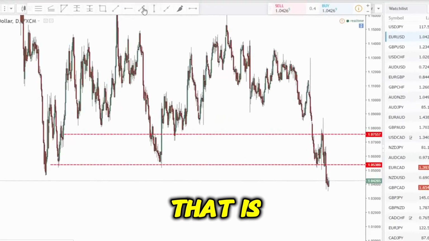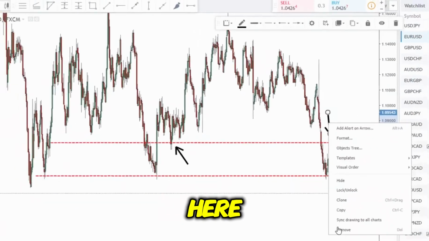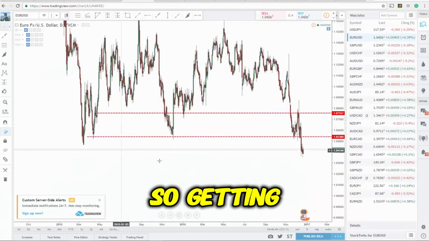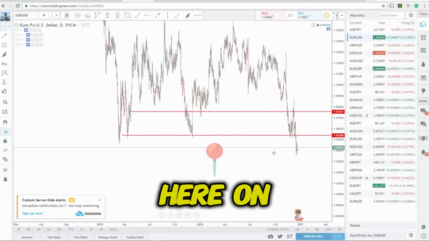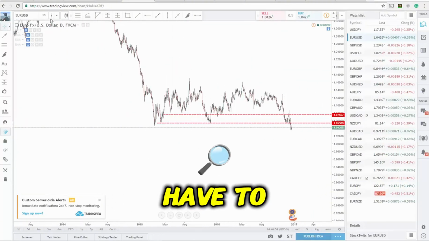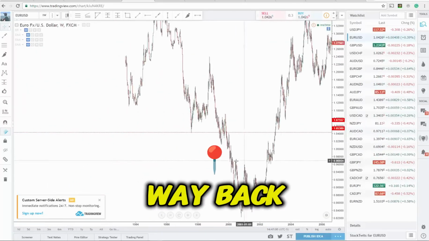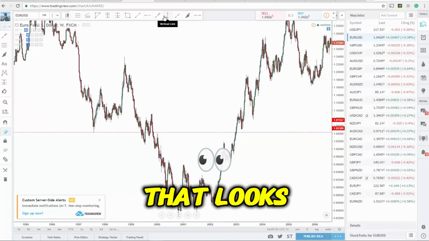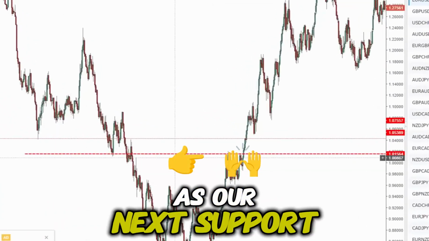And the reason for that is because we have a touch of support here, and the market found resistance at that level here. Now these levels are very far away from where price action is now, so getting there may take some time, but those are the 2 resistance levels that we will be looking for here on the euro dollar. Now in order to find some support levels, I'm actually going to have to zoom out to the weekly chart. Now here on the weekly, I'm seeing a level way back here between 1998 and 2003 that looks pretty significant. We're looking at this level here as our next support level.